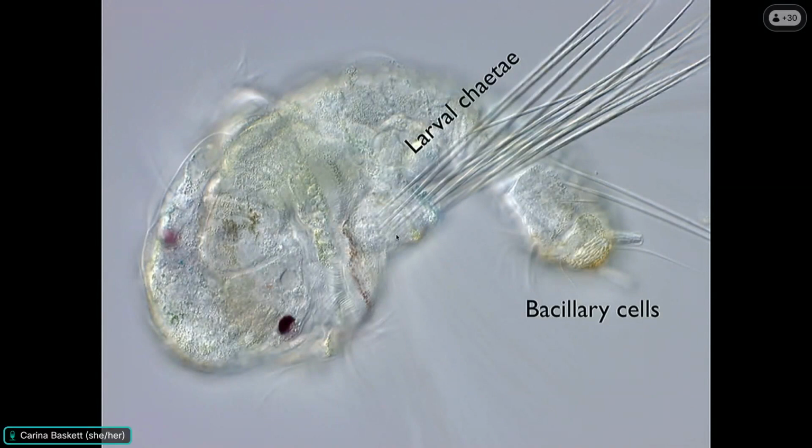in the lecithotrophs. And also we've got these bacillary cells over here, which are these great big cells that have rod-shaped inclusions like a bacillus. And these make these tail appendages, and they're called anal cirri. And these are only found in the planktotrophs, never in the lecithotrophs.